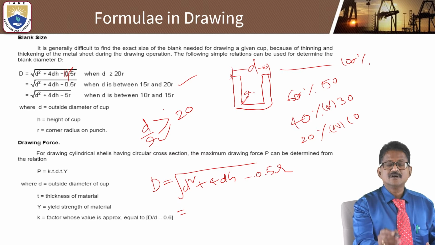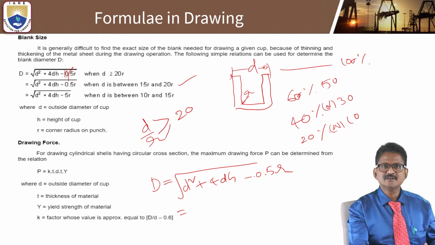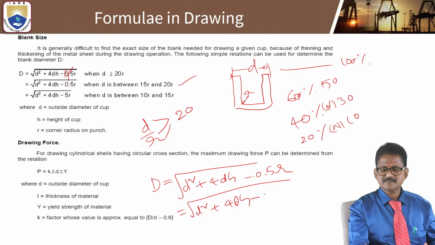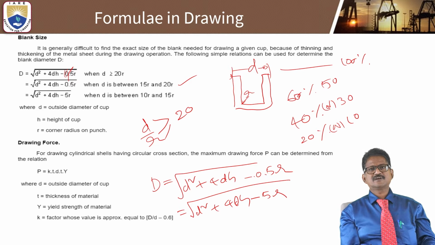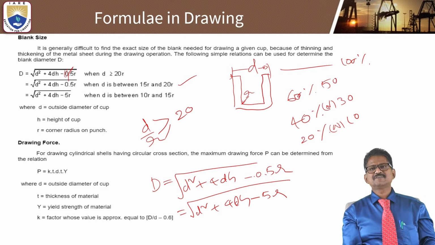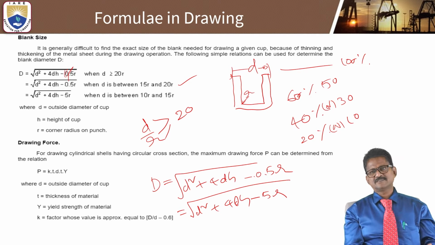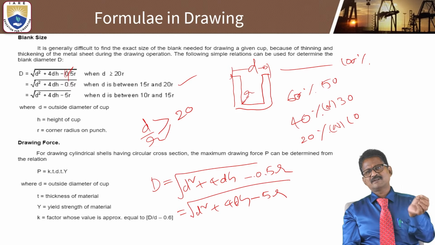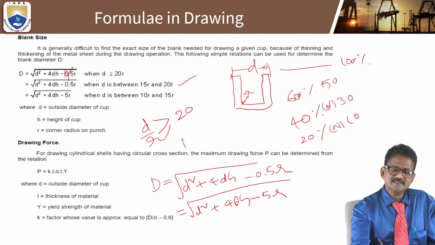And if it is in between 10 to 15, almost all, 0.5r root of d square plus 4dh minus 5r to be deducted for in between that ratio, draw ratio. Okay, so the blank size is a very very important parameter in order to determine the total blank diameter for making this. Either it is a one draw or two draw, that percentage of reduction also will be taken. That is percentage of reduction.